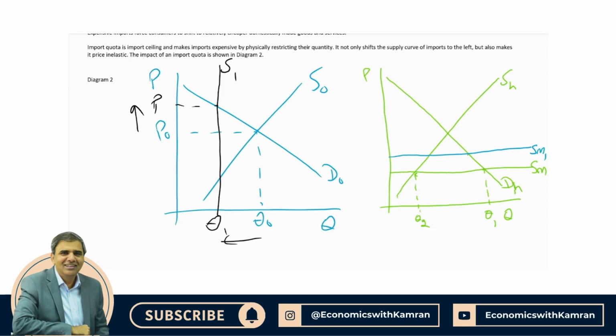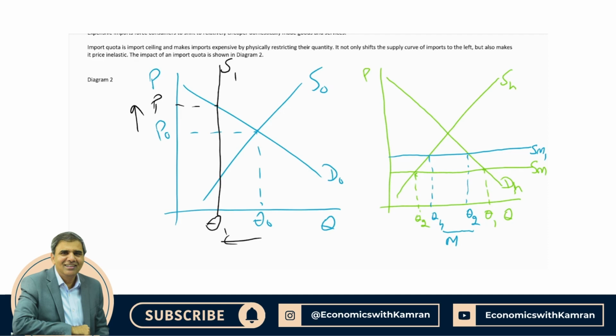The quantity demanded falls from Q1 to Q2. Quantity supplied rises from Q2 to Q4. Imports fall from Q1 to Q2, and imports are now just Q2. M is imports, Q2 minus Q4 is the new level of imports.